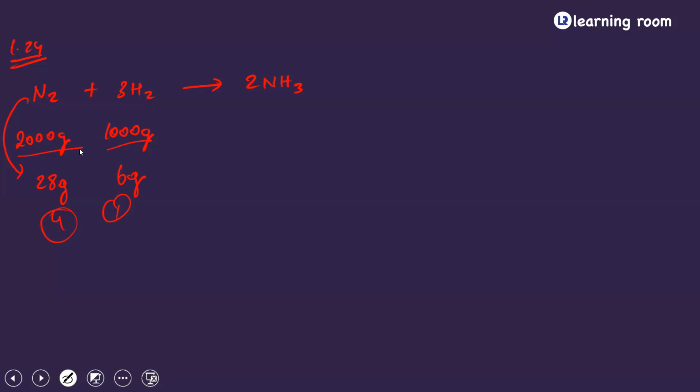N2 is the limiting reagent. So we have to decide what ammonia will form based on the limiting reagent. How? So 1 mole of ammonia's mass is 17 grams. So 2 moles of ammonia will be 34 grams. Is that clear? 2 moles of ammonia will be 34. So all the product formed depends only on the limiting reagent. About 28, this is the limiting reagent. So for 28 grams of nitrogen, I'm getting 34 grams of ammonia.